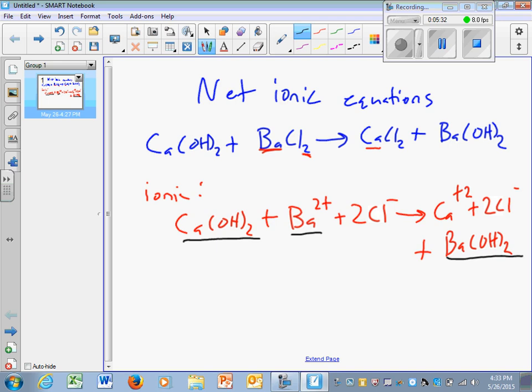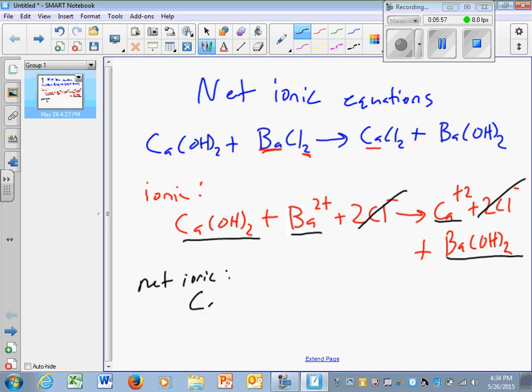Barium 2 plus is only on the reactant side, so that's going to stay. Calcium 2 plus is only on the product side, so that stays alone. But you'll notice these chloride ions are on both sides, so we cancel those out. They just go away from the equation. So our net ionic equation is what's left over.